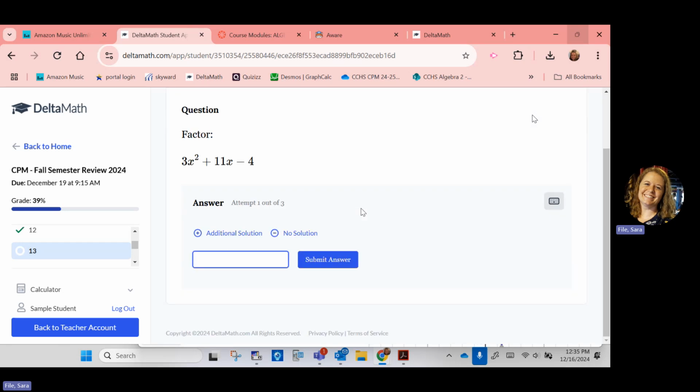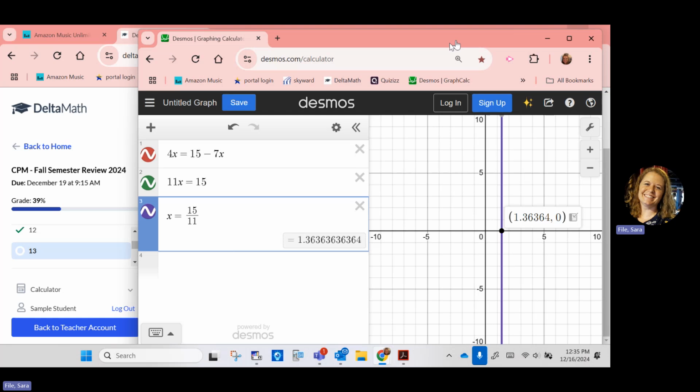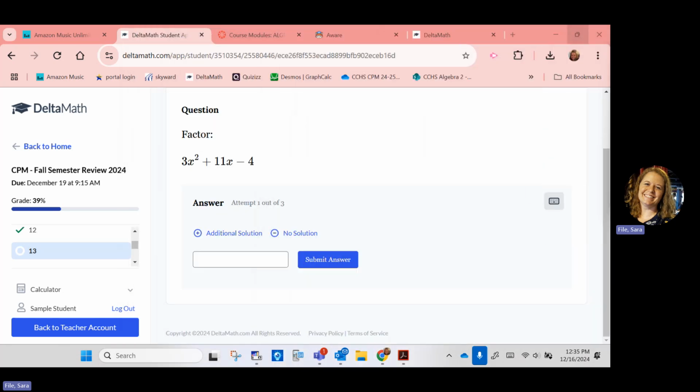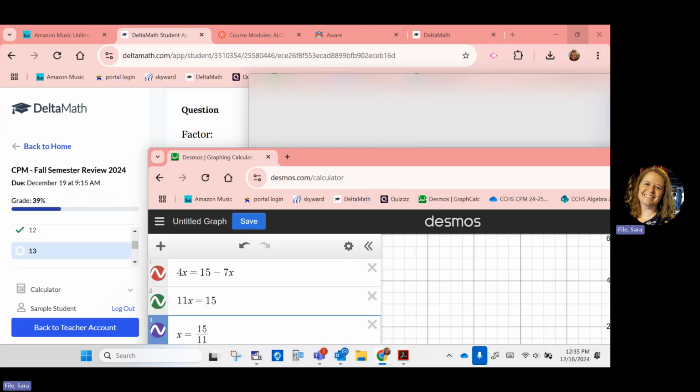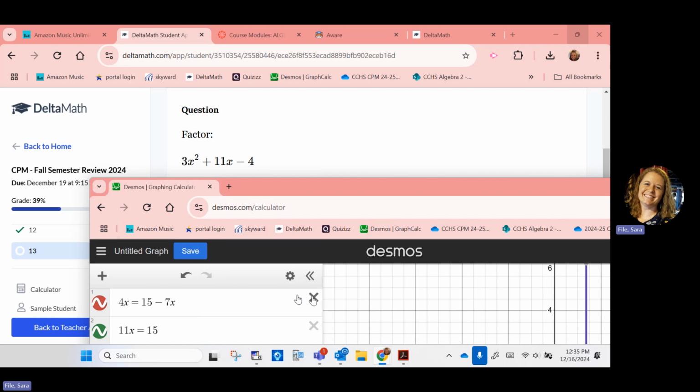Okay, another factor question. This is what we've covered most recently. Okay, so again, you can factor by hand, but you can also find your solutions in Desmos and work backward from the solutions sometimes. Now again, you may not like doing this. Maybe you want to just do it by hand, and that's fine too. But I'm going to show you what it looks like in Desmos for those that prefer this.